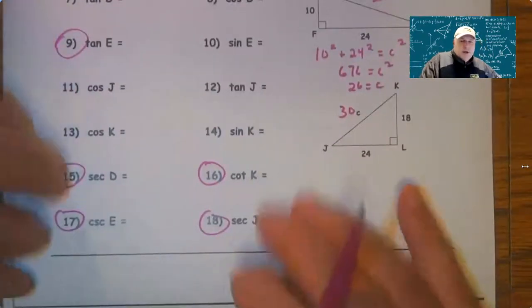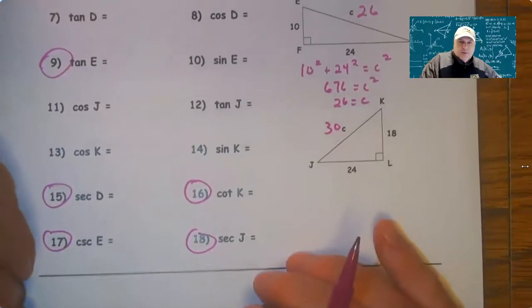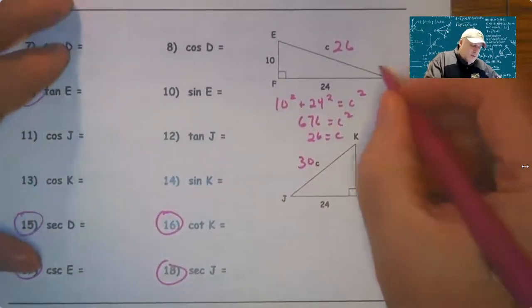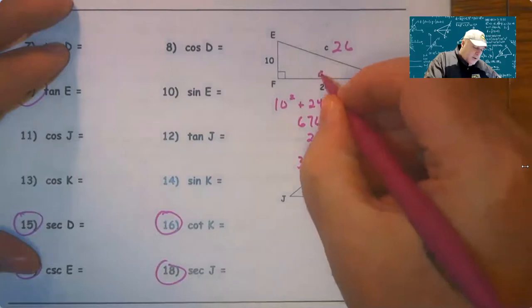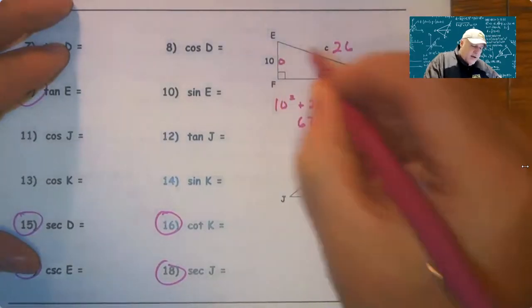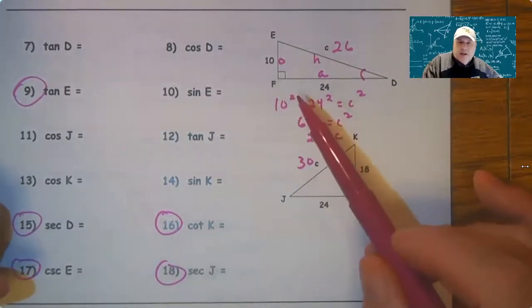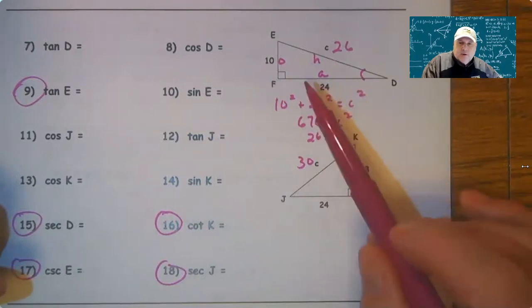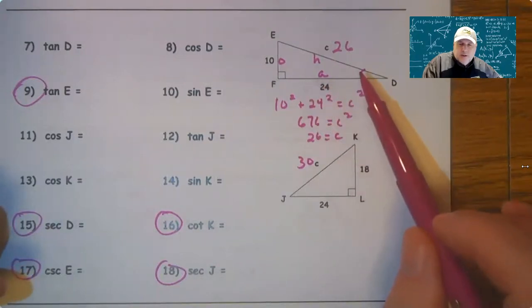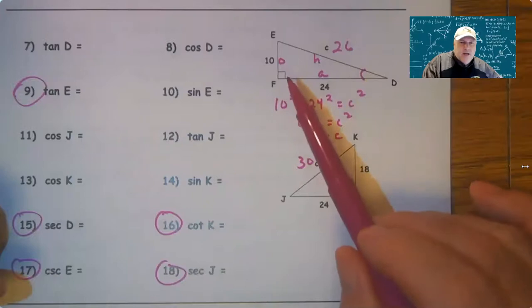Okay, so let me talk about these reciprocal ratios. So angle D, no matter what, you need to go up to angle D and you need to pick it and label your sides adjacent, hypotenuse, and opposite. So how do you know what side's what? Well, the O and the A make the right angle. And the A is always hooked to the acute angle that you choose. You do not choose the right angle.